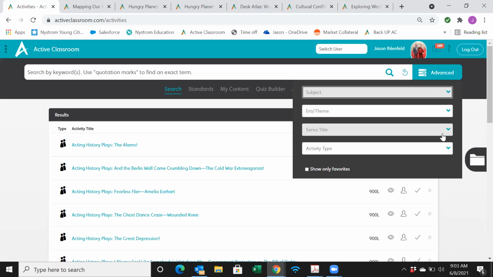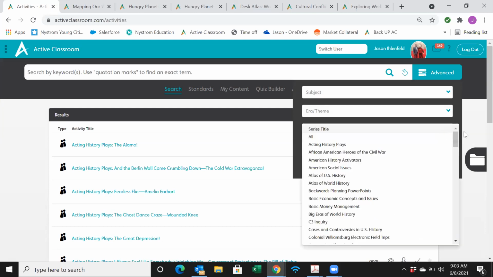Then there's era and theme. You can do that as well. But I like to go to the series title right here, and we're going to talk about this. You guys notice on the left-hand side, you've got an icon and then a grouping of words. It says Acting History Plays, and you'll see that repeat all the way down here. And then you have the content of the topic, which is the Alamo for this one. That is because this first grouping of words before the colon is the series title.